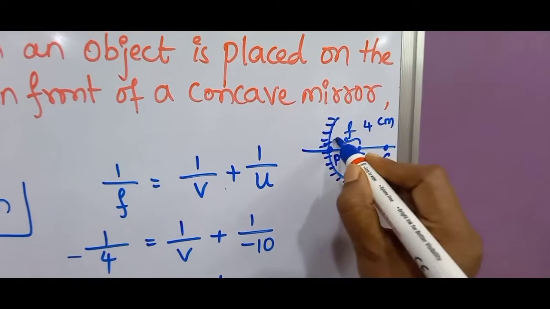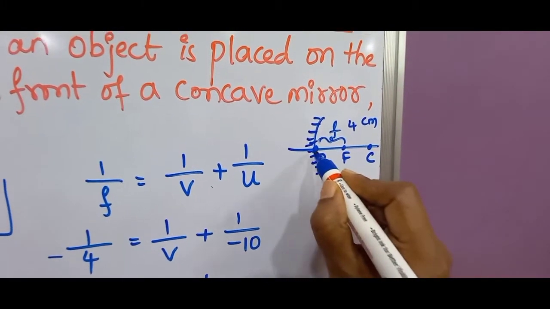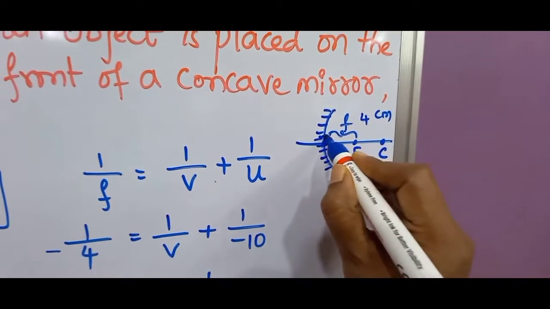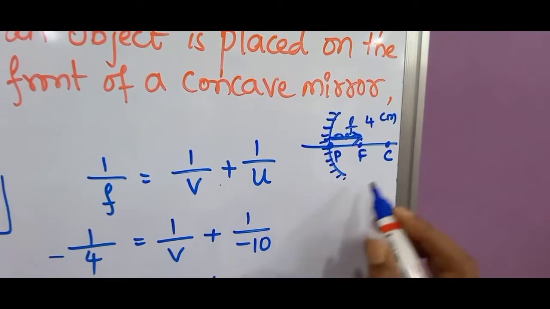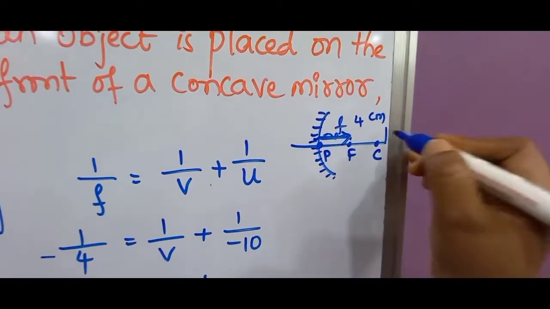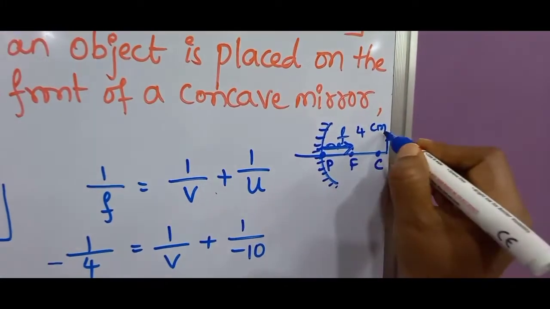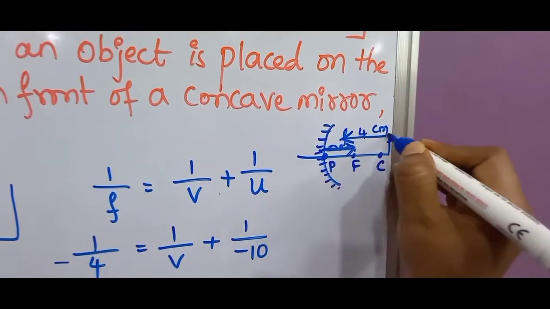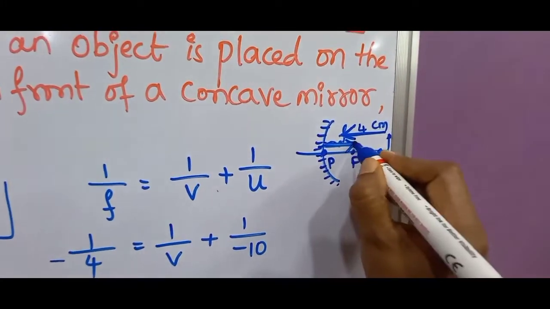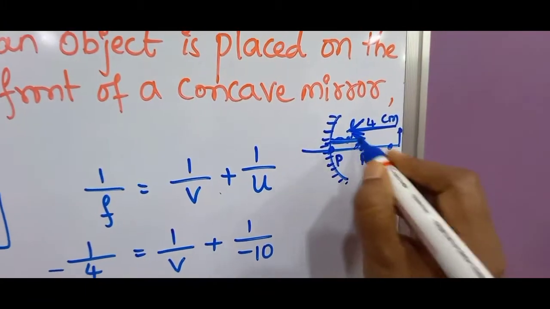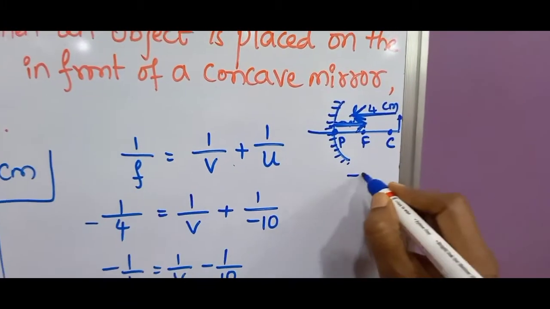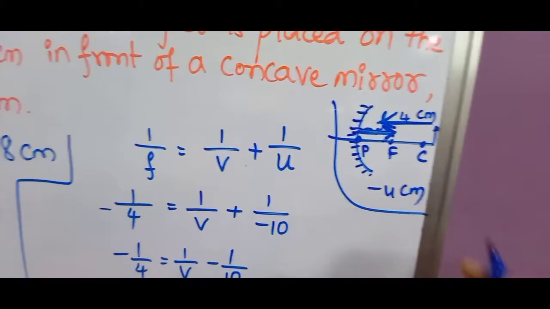4 centimeters. Focal length is also a distance. In which direction do we have to measure? All the distances should be measured from the pole only. So from here to here, in this direction we will measure. Somewhere here the object is placed beyond C. So the light rays will be coming and falling in this direction. This is the incident light ray direction, and this is the focal length that we are measuring. That is in the opposite direction, hence we have to take it as minus 4 centimeters.